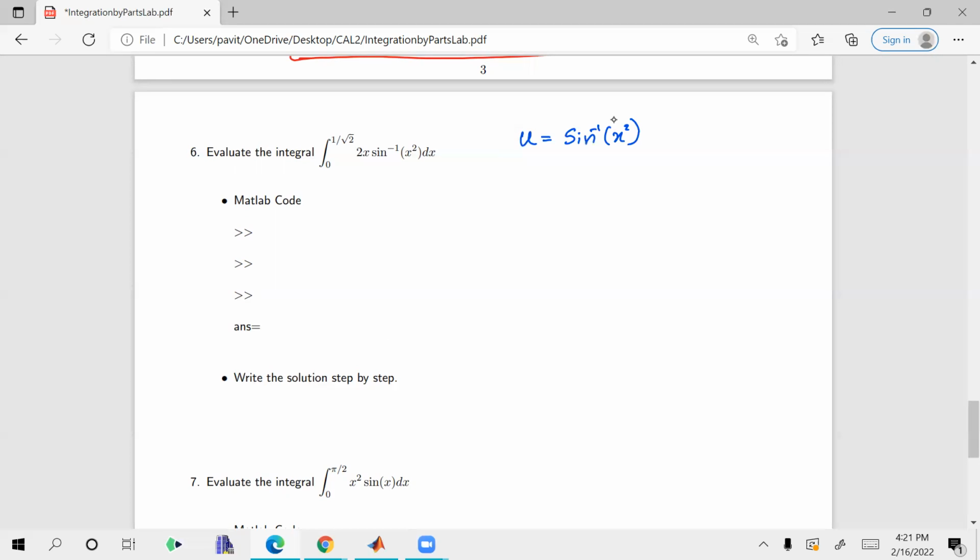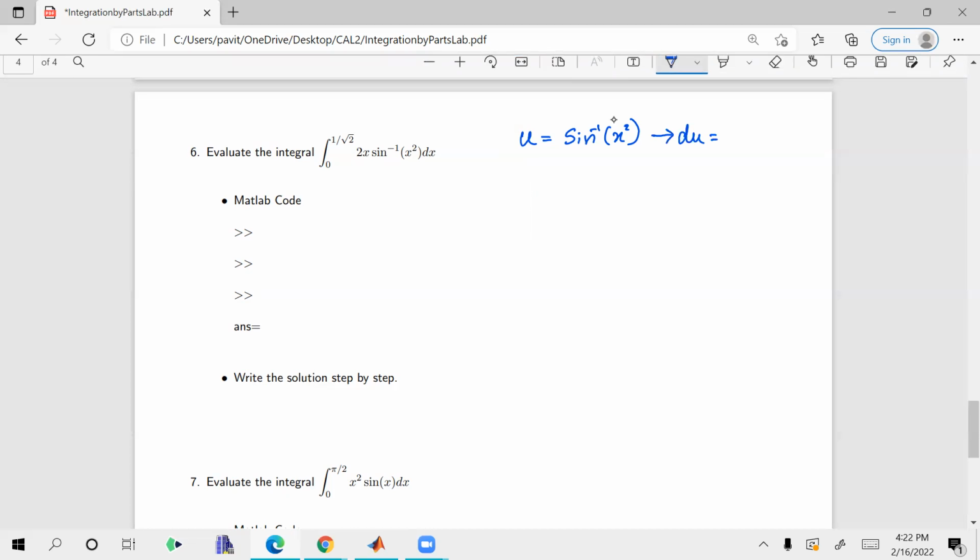You can, but I did it like this because, for me, integration might take more steps when you compare it with the derivative. So I don't want to take complex functions under the integral. I want some easy functions under the integral sign. I'm doing this just to make the calculations easier. So I took u as sine inverse of x square.